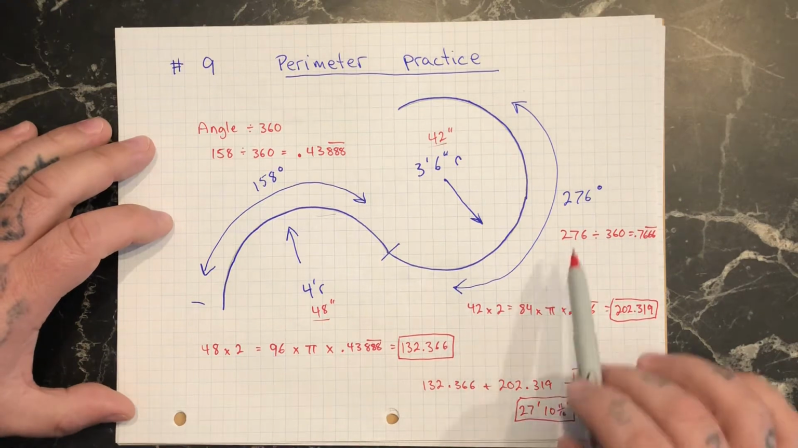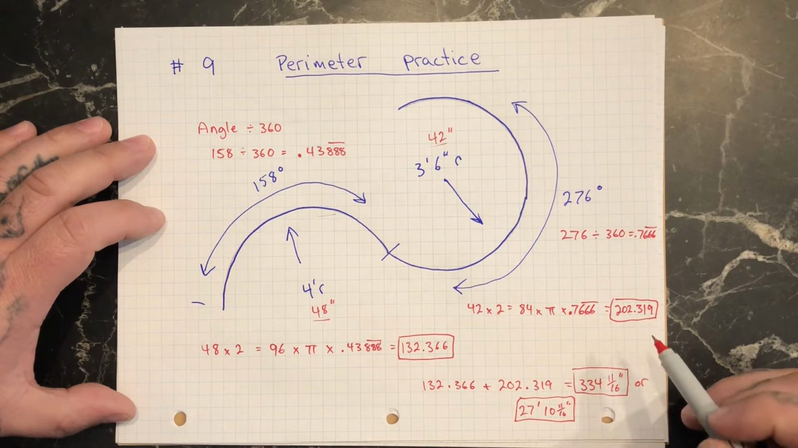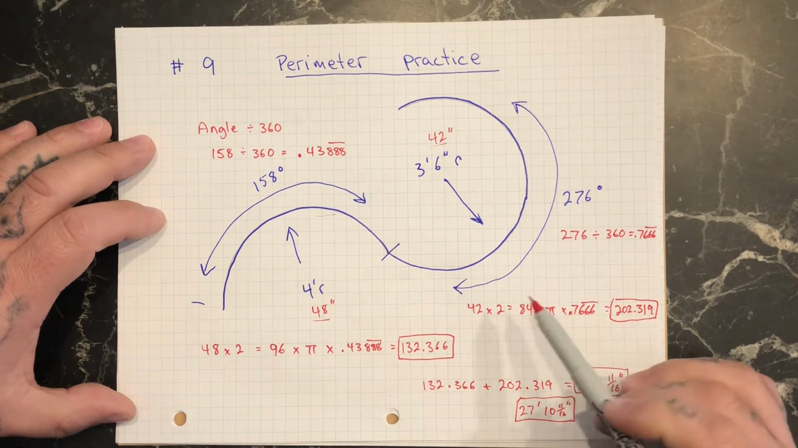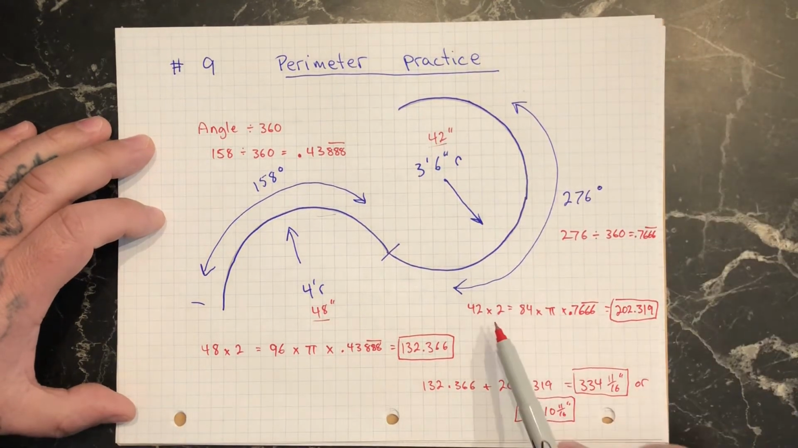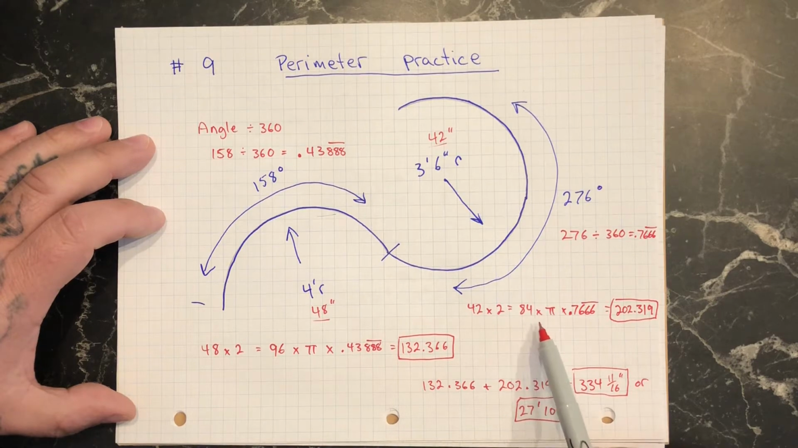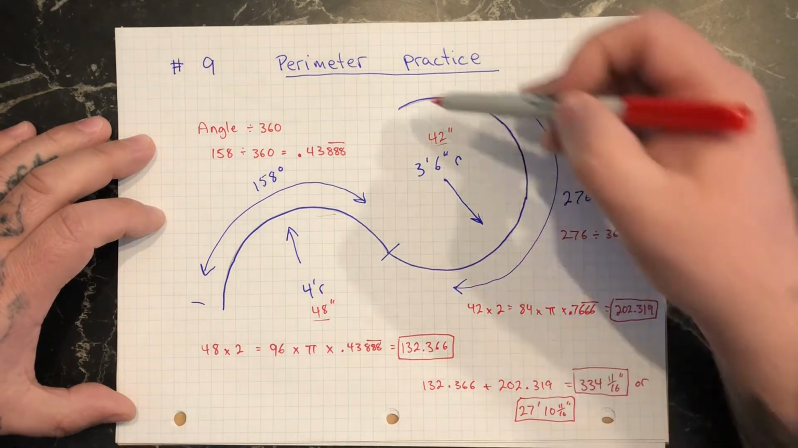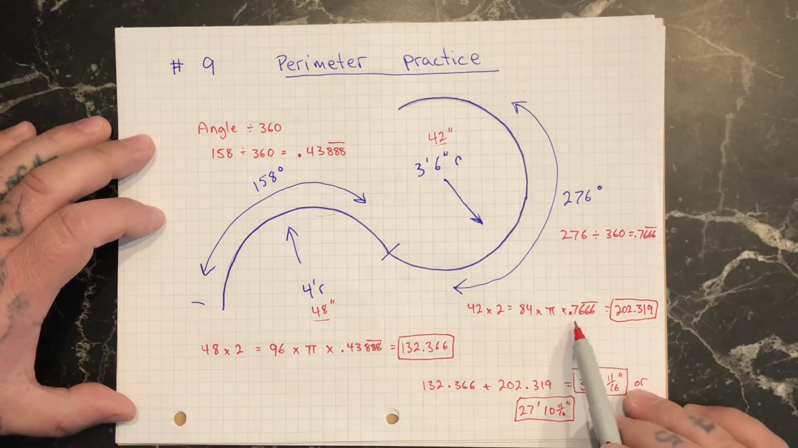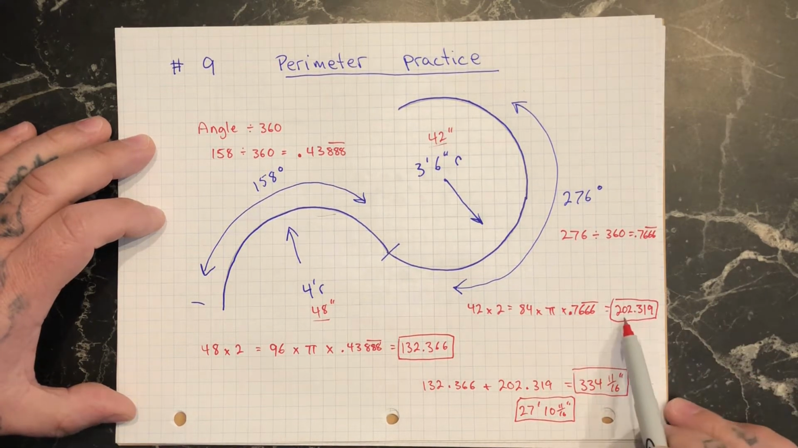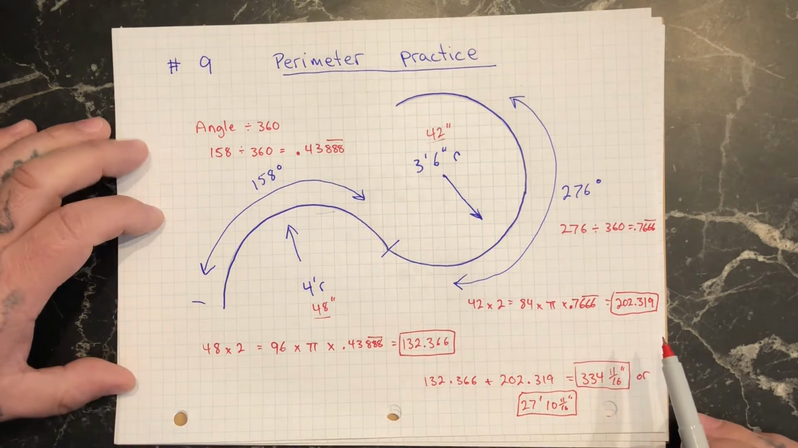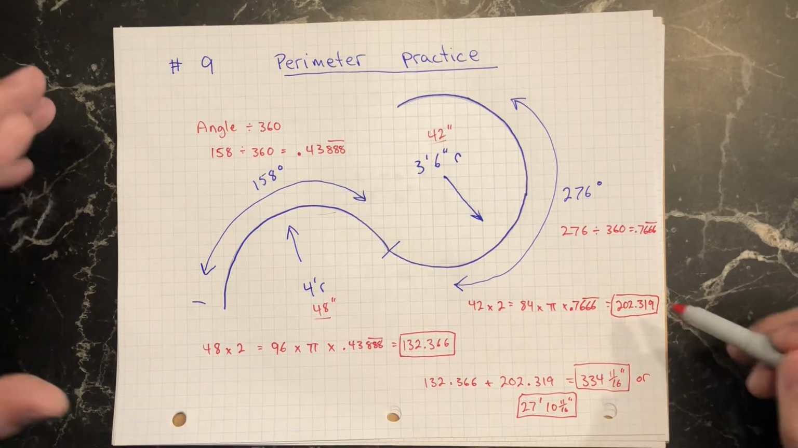Then I just found out what the stretch out would be of a 42-inch circle. Because it's a radius, I need to multiply it by 2 to come up with a diameter. So 42 times 2 is 84. And then multiply that by pi, which would give me the full circumference. But I don't want the full circumference, I only want this portion. So then I'm going to multiply it by the decimal that I found by doing 276 divided by 360. And it gives me an answer of 202.319.